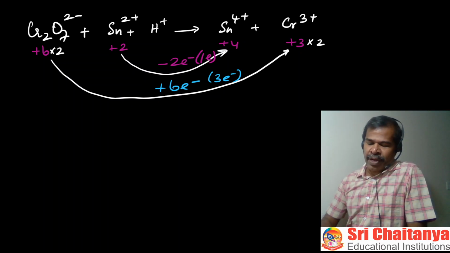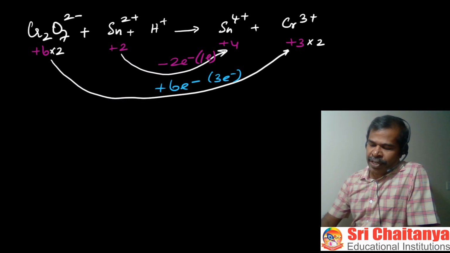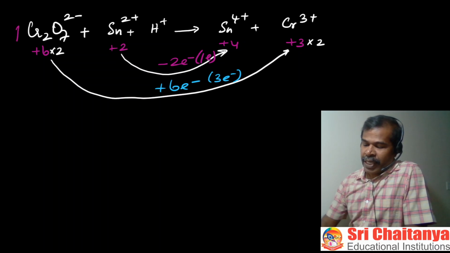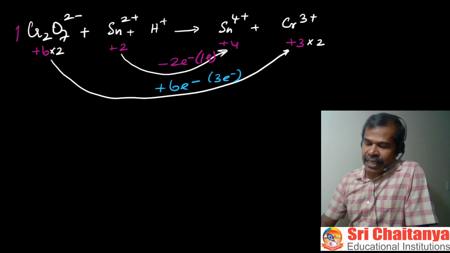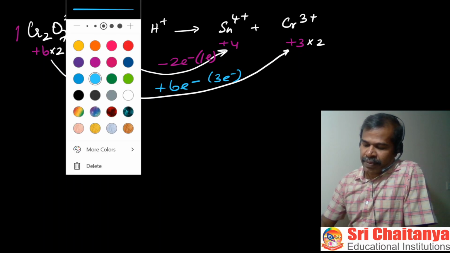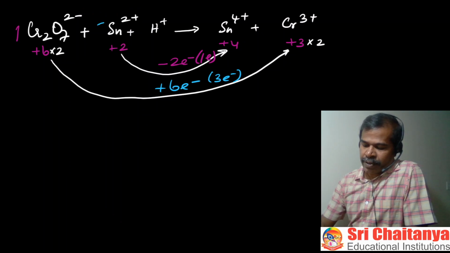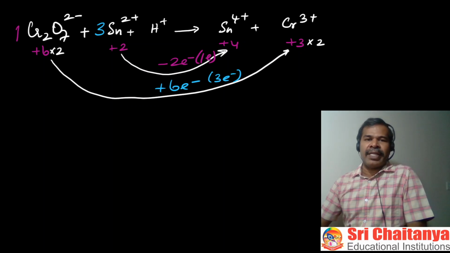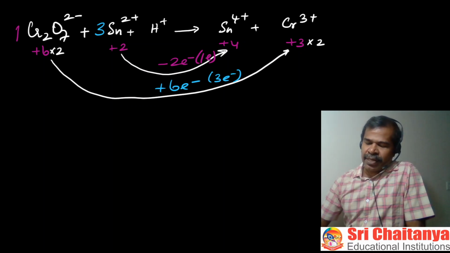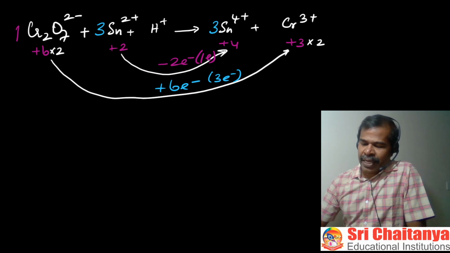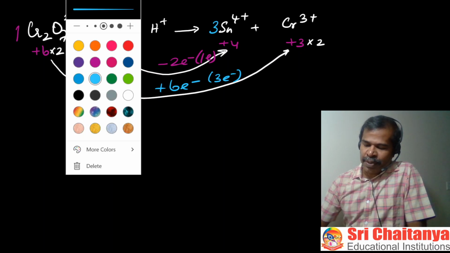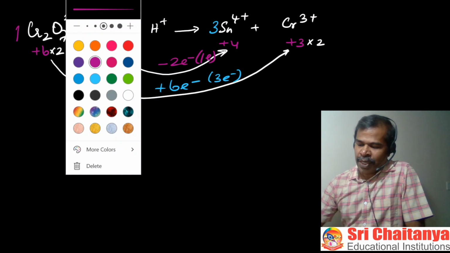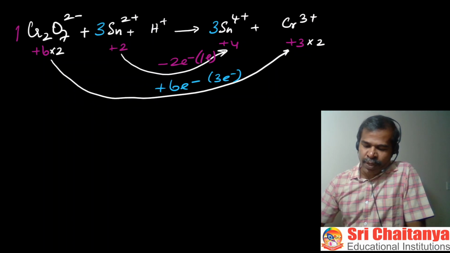So the coefficient of this 1 comes here. This is going to be 1, and this is going to be 3. So you are going to have 3 tin here, so 3 is going to be the coefficient of this. Once these coefficients are decided, you can fill the coefficients on the right hand side. So it is going to be 3 again, and this coefficient is not 1, because 1 dichromate contains 2 chromium.